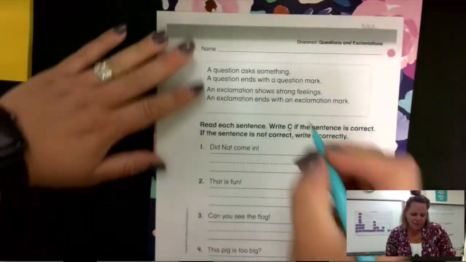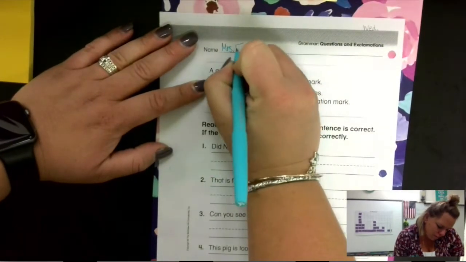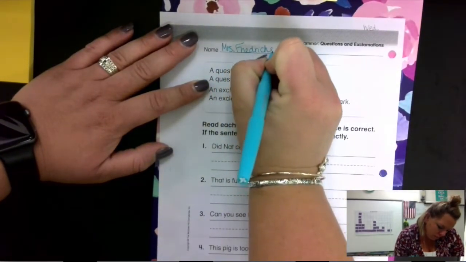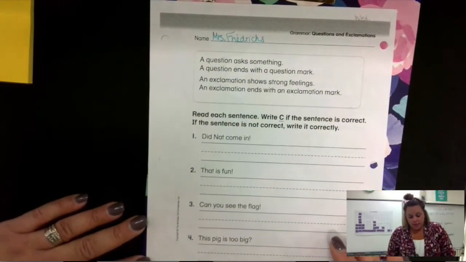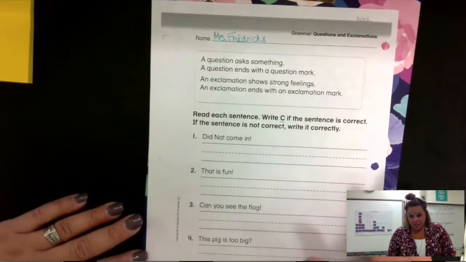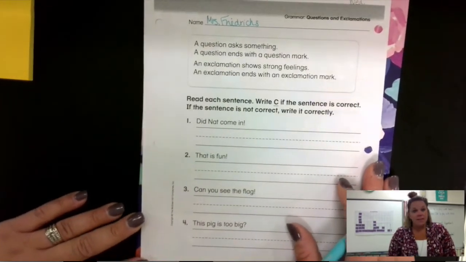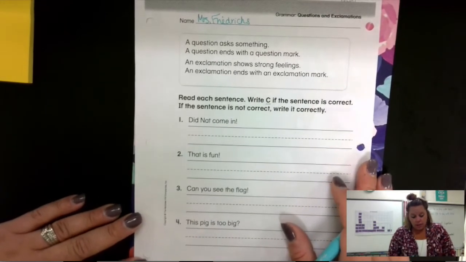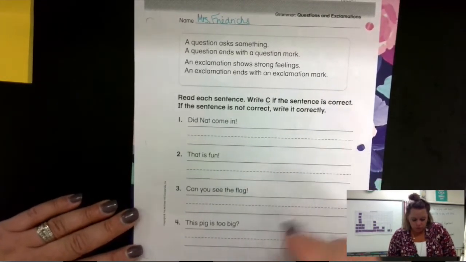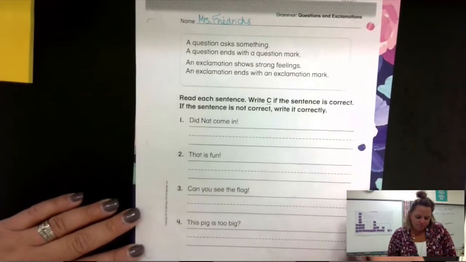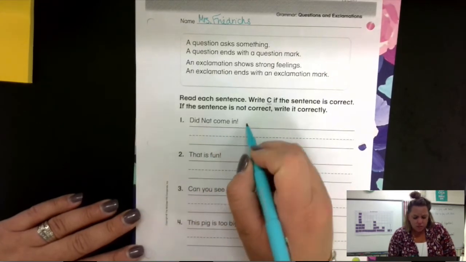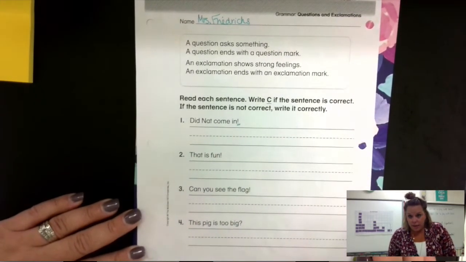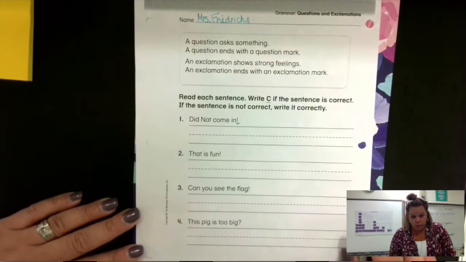All right, let's flip to the back side. Make sure that your name's on the back side too. All right, now we need to read the sentence. If the sentence is good as it is, we're gonna write a C. If it's not correct, you need to write the whole sentence correctly. Let's look at the first one. Did Nat come in? It says, did Nat come in? It's right now as an exclamation. Should it be? No. So we need to rewrite the sentence.